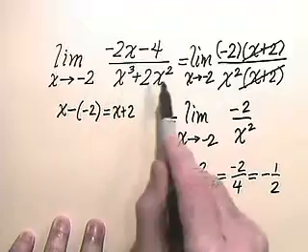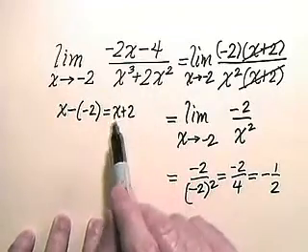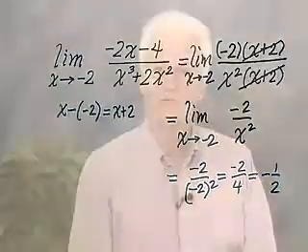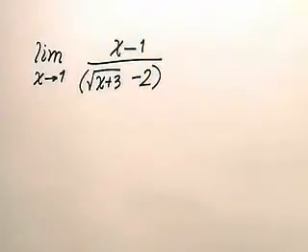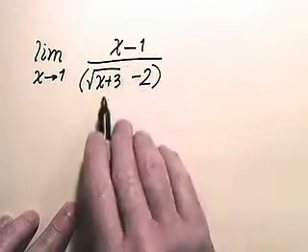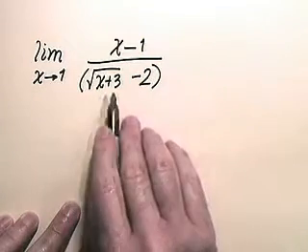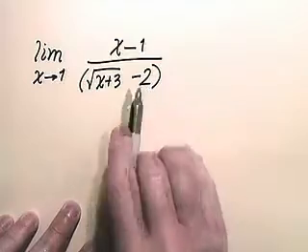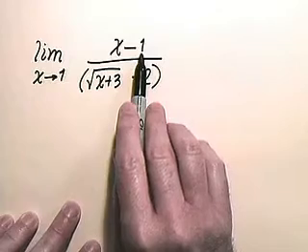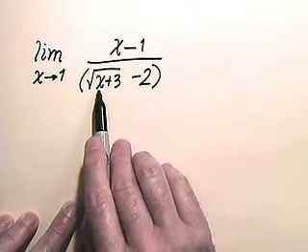Okay, let's look at another problem where we have to deal with the limit of the form 0 over 0. In this case, we're going to be dealing with a radical expression. So here we have the limit as x approaches 1 of the quantity x minus 1 divided by the quantity square root of x plus 3 minus 2. Now, if I replace the x everywhere by 1, the numerator is 1 minus 1, which is 0. And down here in the denominator, 1 plus 3 is 4, square root of 4 is 2, and 2 minus 2 is 0.